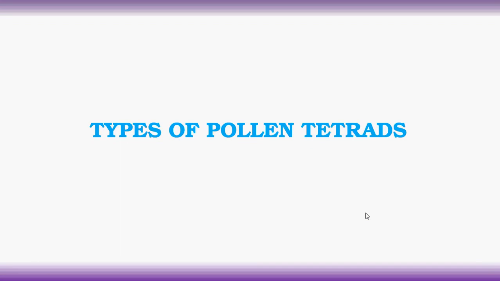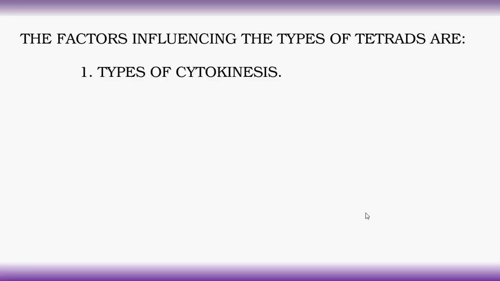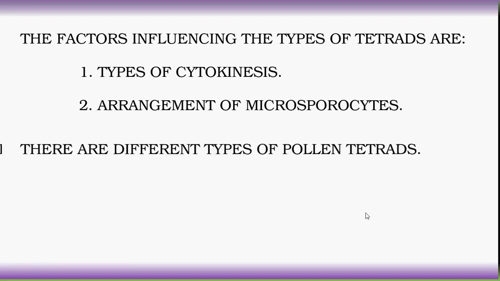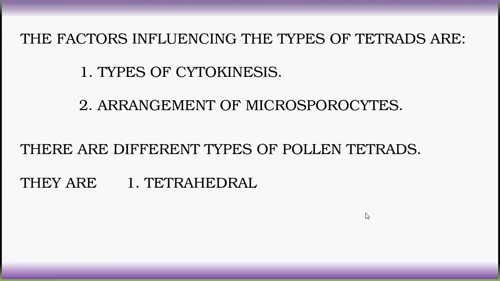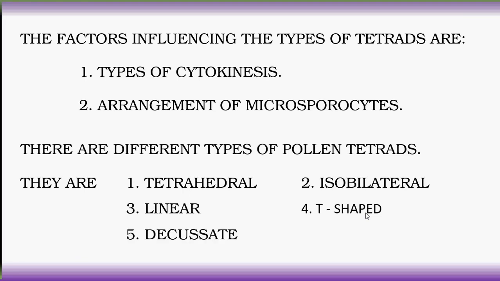Types of pollen tetrads. The factors influencing the types of tetrads are the types of cytokinesis and the arrangement of microsporocytes. There are different types of pollen tetrads based on these factors. They are tetrahedral, isobilateral, linear, T-shaped, and decussate. Let's see each one.